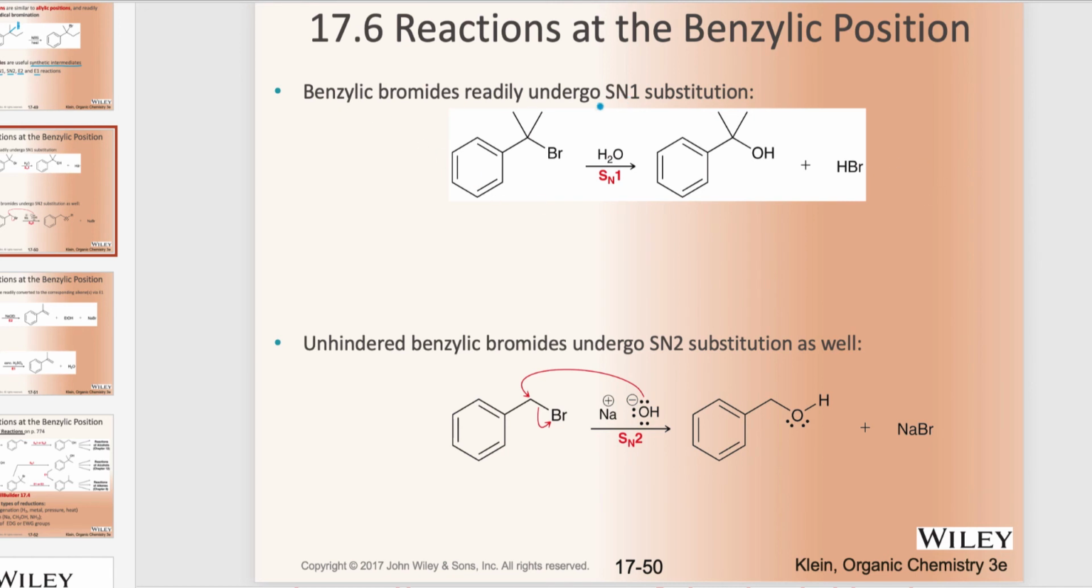Benzylic bromides really undergo SN1 substitution. SN1 meant that the rate determining step is dependent on the decomposition basically of the starting material. Maybe what I want to point out here is that this is a summary, in the presence of water, we can replace the bromine with an OH group, make a bromide, turn it into an alcohol. SN1 means that you have loss of a leaving group, which will give you a cation.